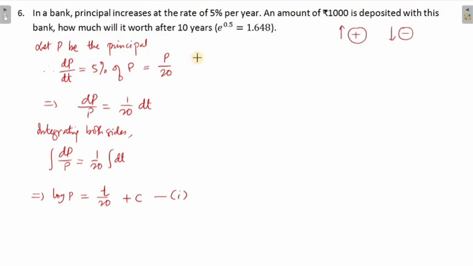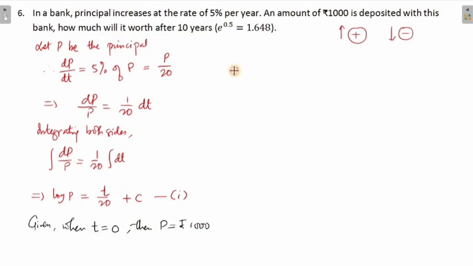Now see here carefully. Initially it is deposited, the principal is 1000. That means initially, when the time is 0, right? So given is, when you start, the starting time becomes 0 years. So when t is 0, then p is given to be rupees 1000, isn't it?